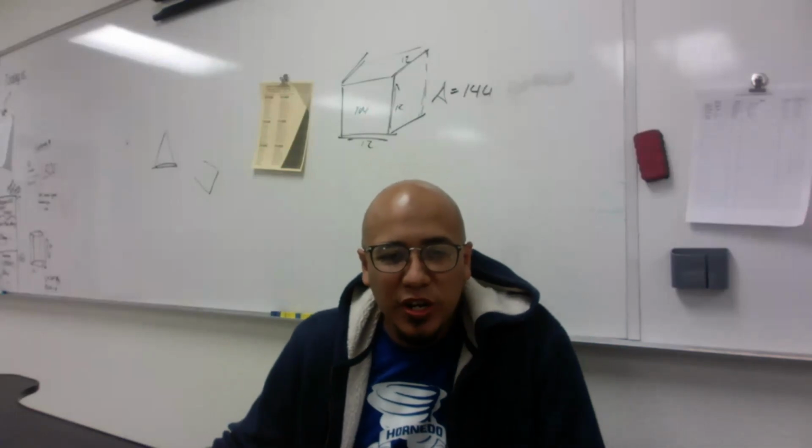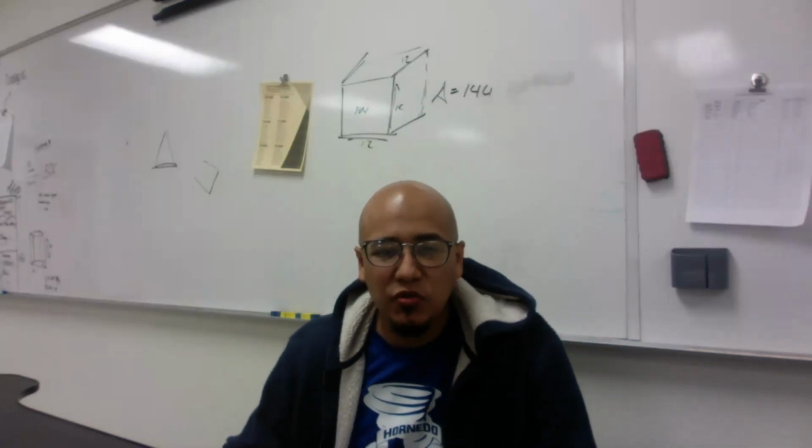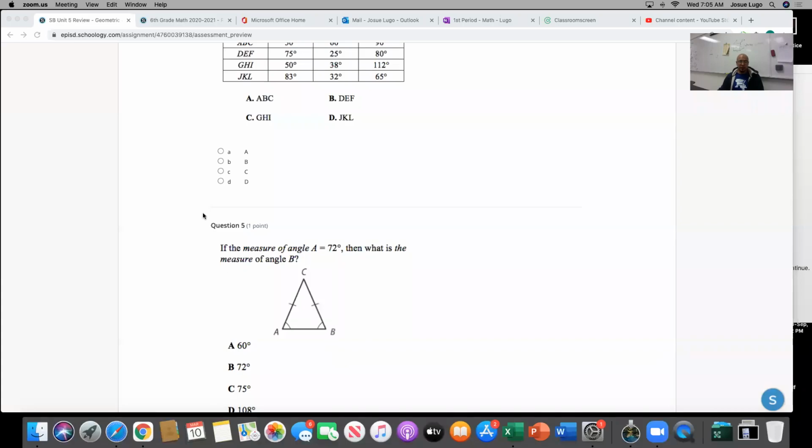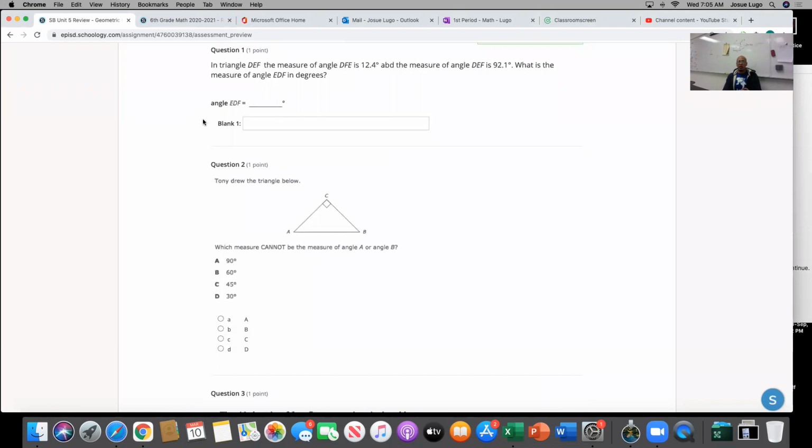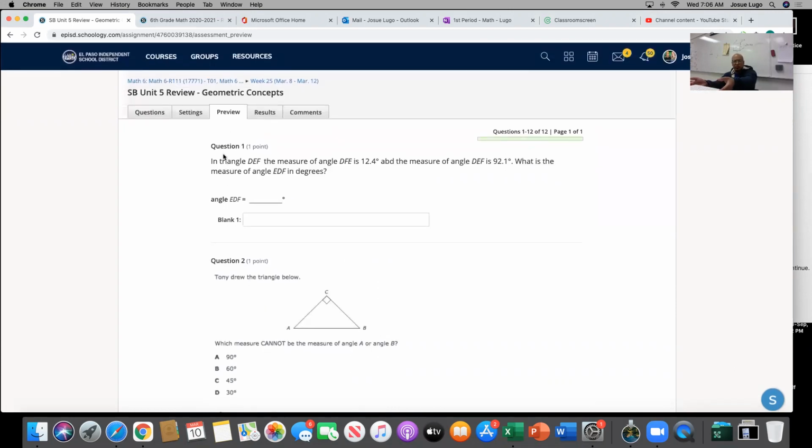Today, ladies and gentlemen, we are going to be going over the review for the Unit 5 exam, which has everything to do with geometric shapes. We're talking about triangles, parallelograms, trapezoids. I believe we're going to look into the volume of a cube and the volume of a rectangle a little bit as well. And so with that in mind, let's go straight into number 1.